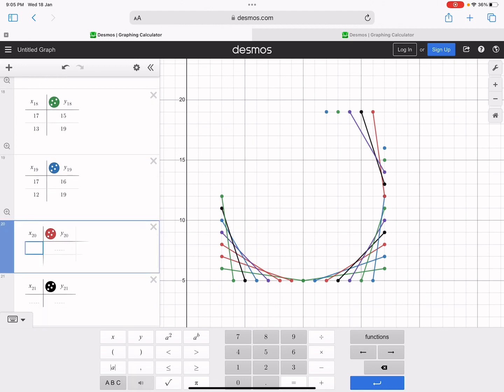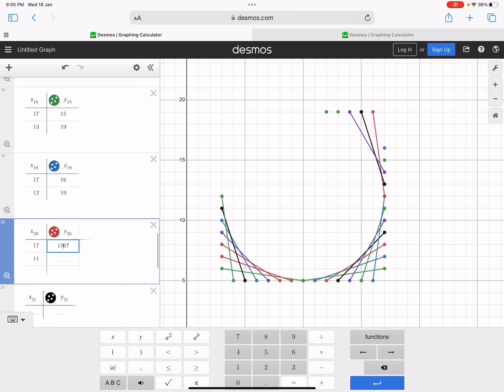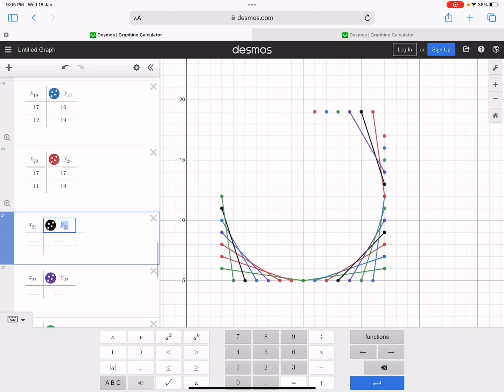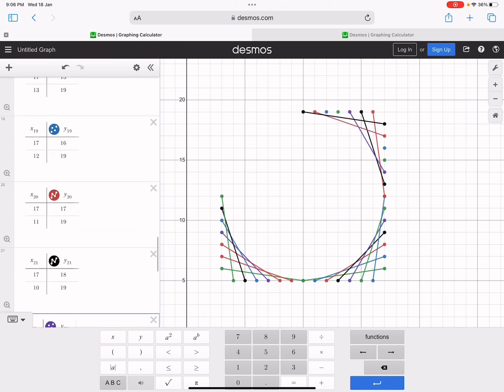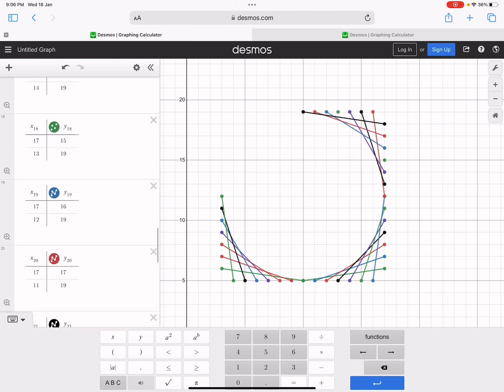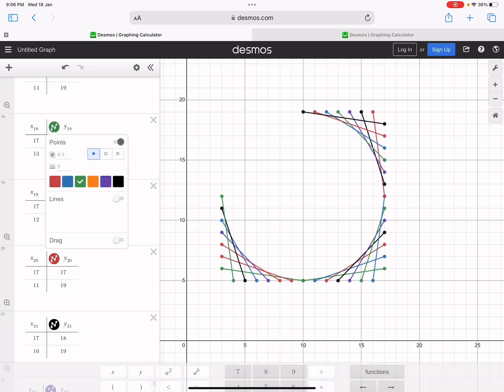We continue until 21, so 17, 11, and 19. And this is the last one, 17, 18, 10, and 19. We'll just add the lines again. Once again we add the lines, so we can finish the third quarter.